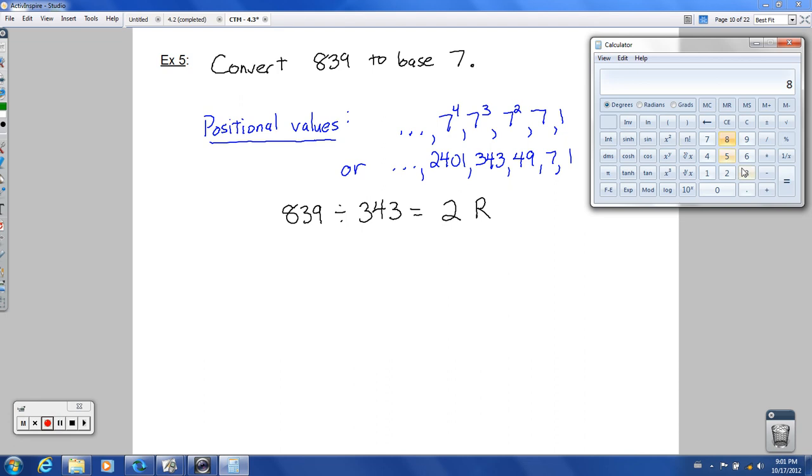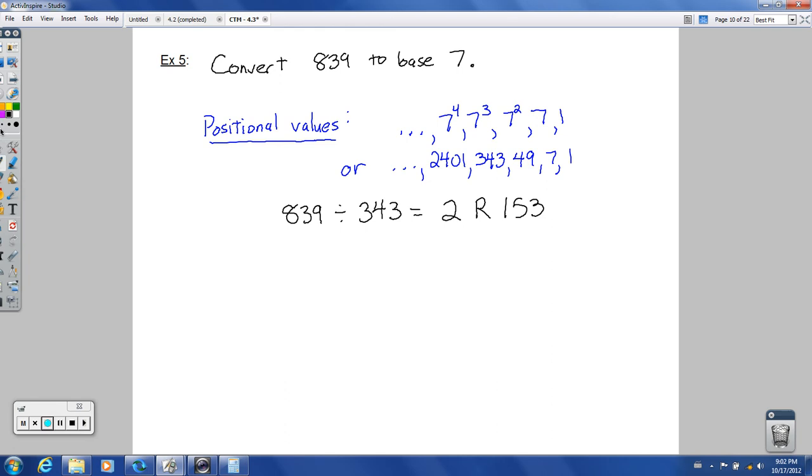And we're going to subtract from that. And let's use our parentheses here. We're going to have two whole 343s going in there. So I'm going to subtract 2 times 343. What's left over is the remainder. Let's see what that is. So we have a remainder of 153. So this number right here is my positional value that matches up with the 7 cubed, the 343. So that will go with that right there.